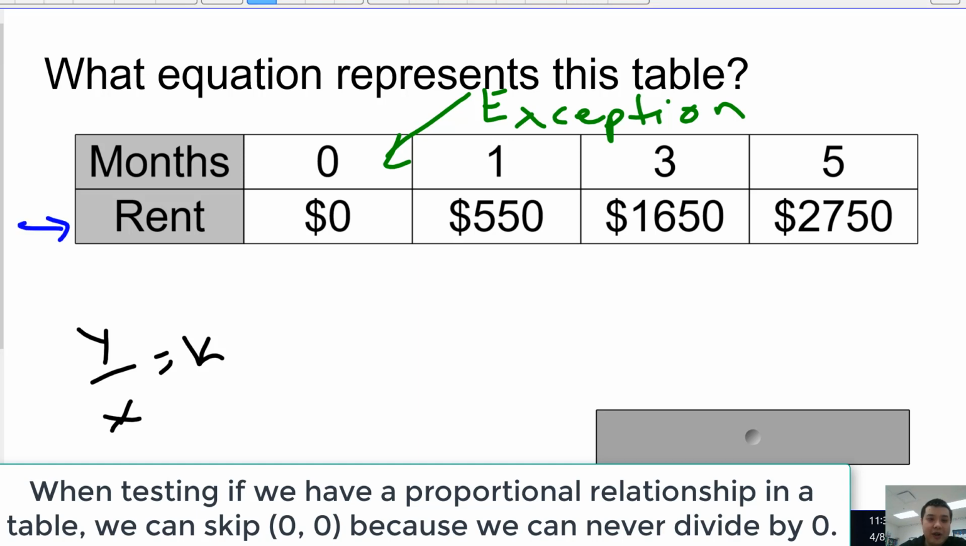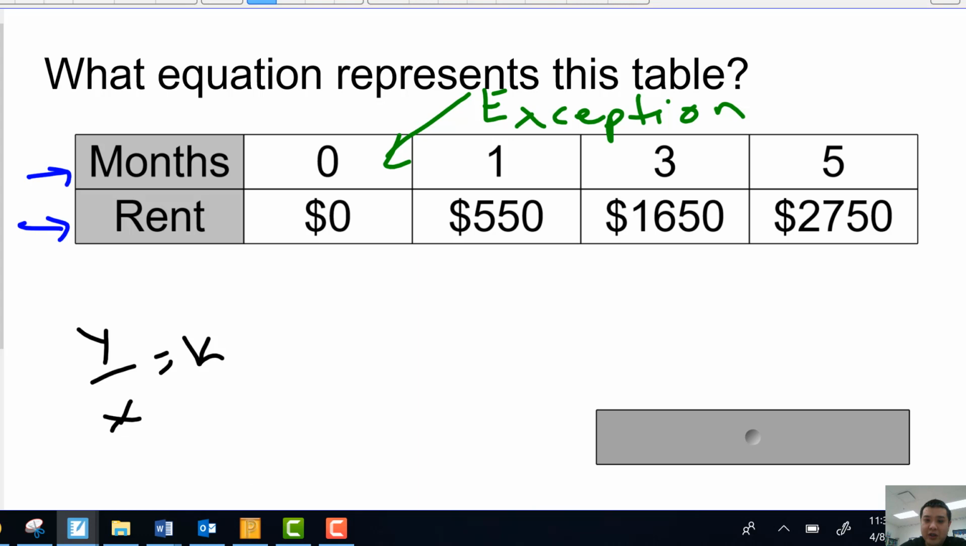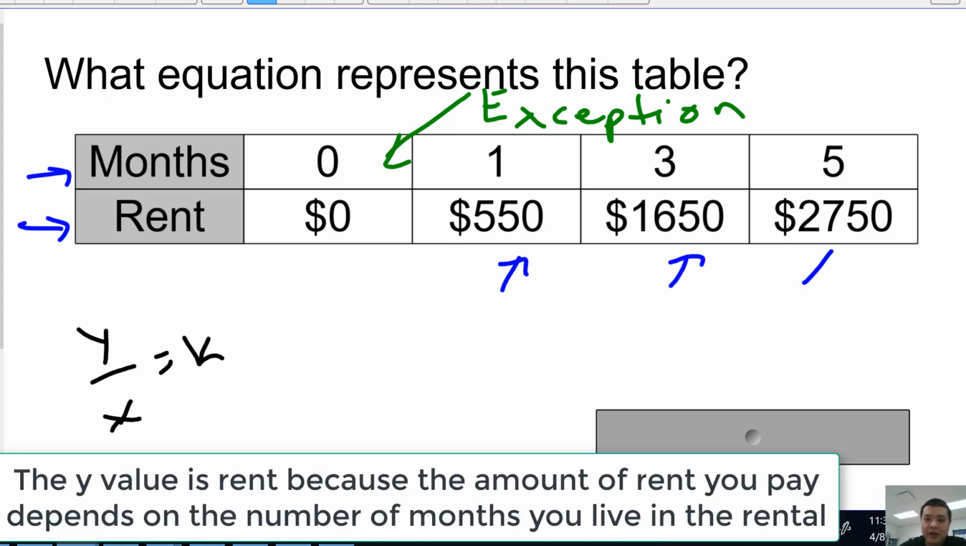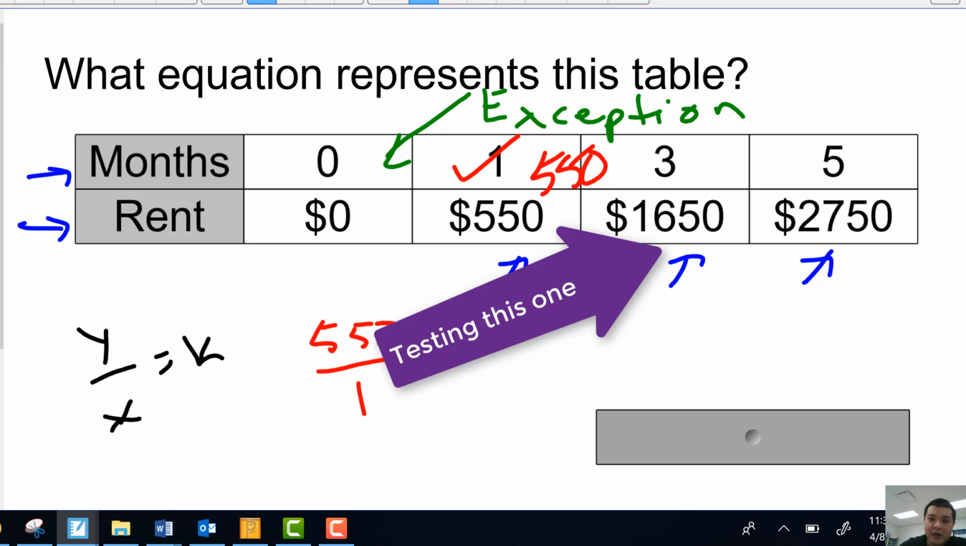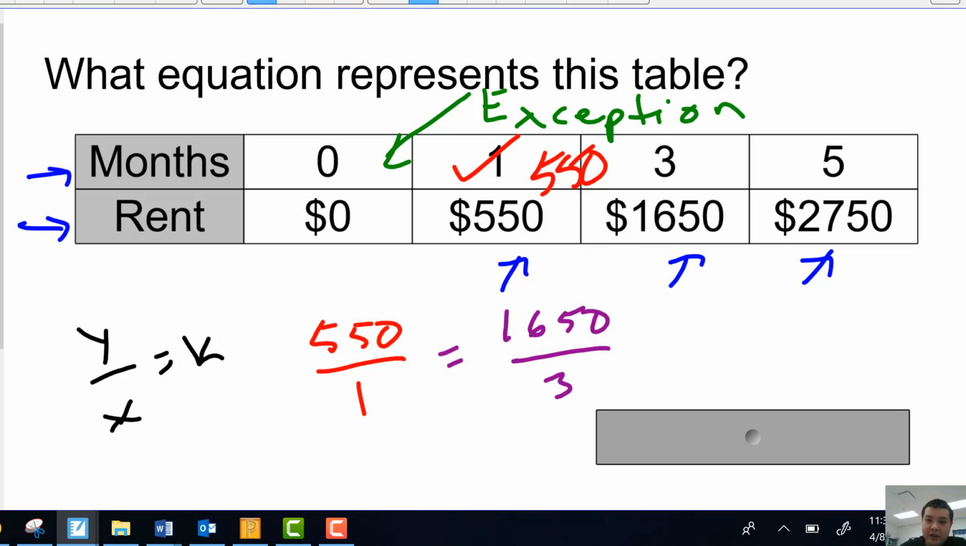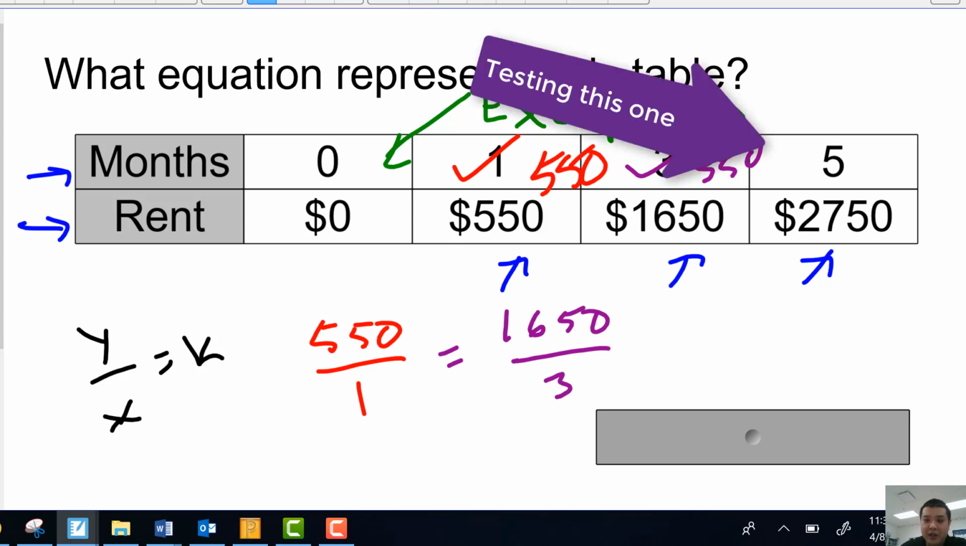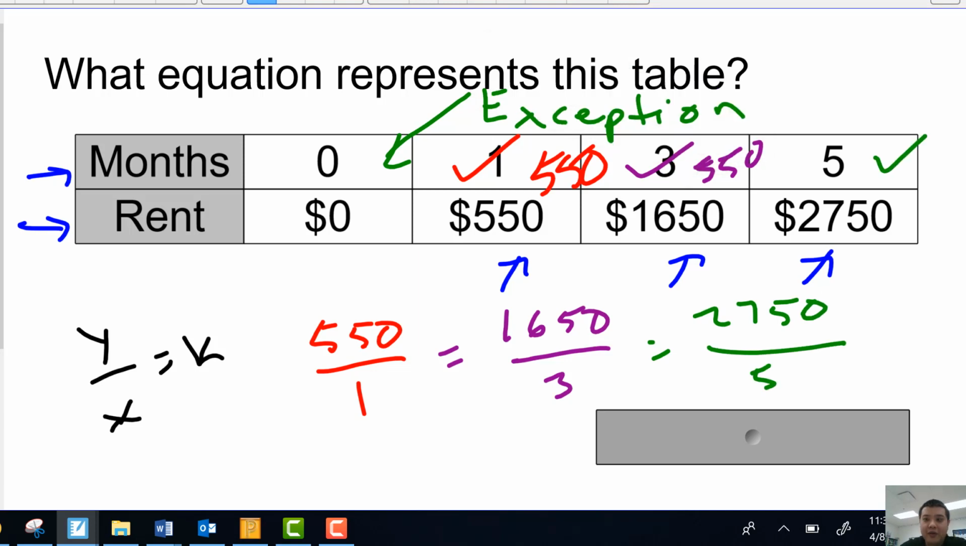So our y value is the rent, our x value is the month. So therefore, we're going to start testing with this one, and this one. The first one is 550 divided by 1, which is 550. We've done this one, which is hopefully going to be the same thing as 1,650 divided by 3. And that is also 550, so we're good there. So far proportional. And finally, we're going to test 2,750 divided by 5. And that also ends up being 550. So our constant of proportionality is 550.